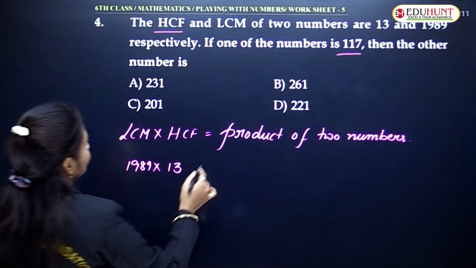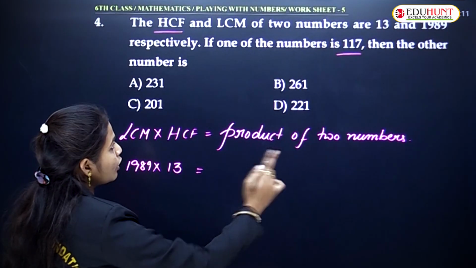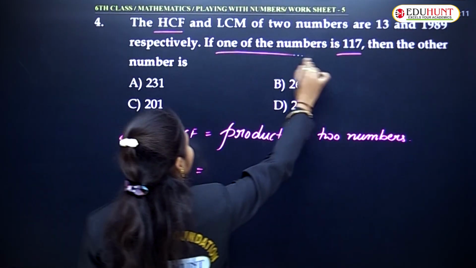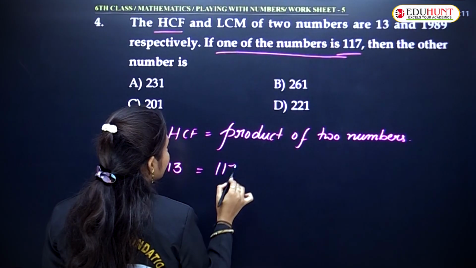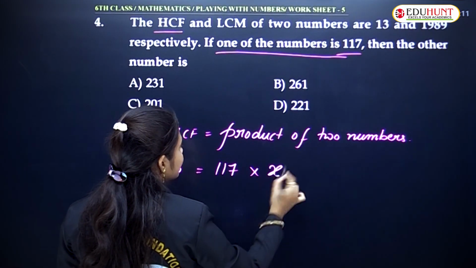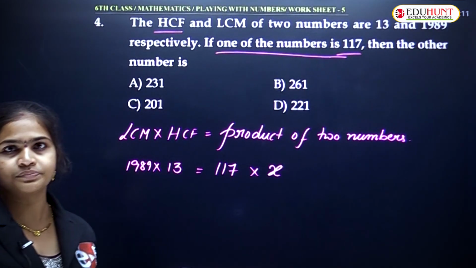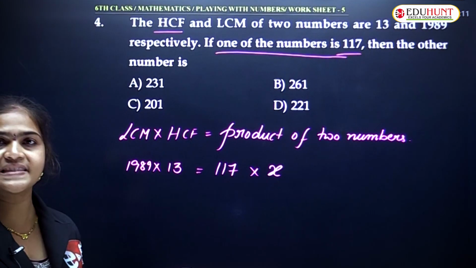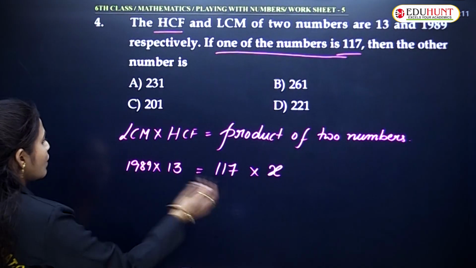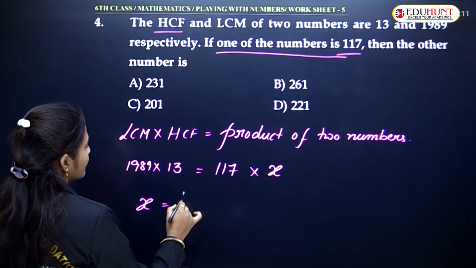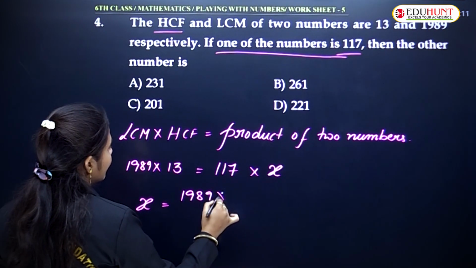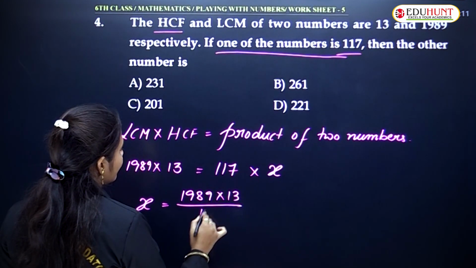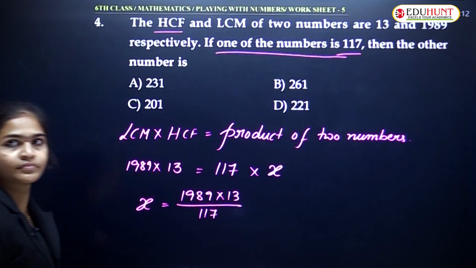Okay. See here. Don't be confused, the HCF into LCM is equal to the product of the two numbers. Out of the two numbers, they have already given one number, that is 117. What is the other number? That number we don't know. That's why, let the other number be some X. Understand? So as per this, X is equal to 1989 into 13 by 117.